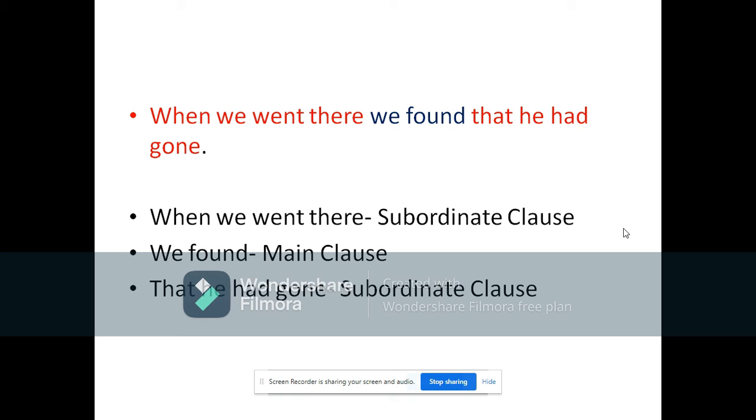When we went there, it is something incomplete. It is incomplete by itself. Similarly, that he had gone, it's also incomplete. When we went there, it's a subordinate clause. We found, main clause. That he had gone, subordinate clause.